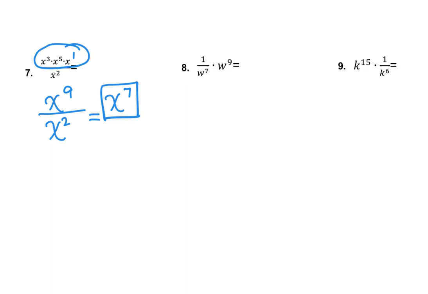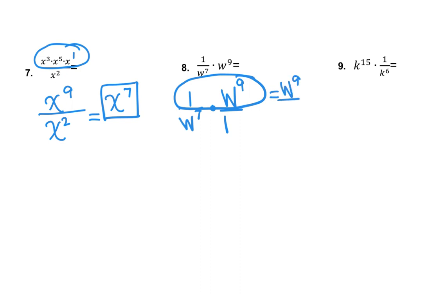For question number 8, let's rewrite this one. I'm going to write the 1 all over the w to the 7th power, times, I'm going to write my w to the 9th power. I'm going to write it as a fraction. And remember, anytime you write something as a fraction, you can put a 1 underneath it and it does not change the value. So when I do that, then I have w to the 9th times 1, that's equal to w to the 9th, and then I have w to the 7th times 1, that's w to the 7th. And now I can simplify it further by taking w to the 9th divided by w to the 7th, and again, we're subtracting the exponents, giving you w to the 2nd power.